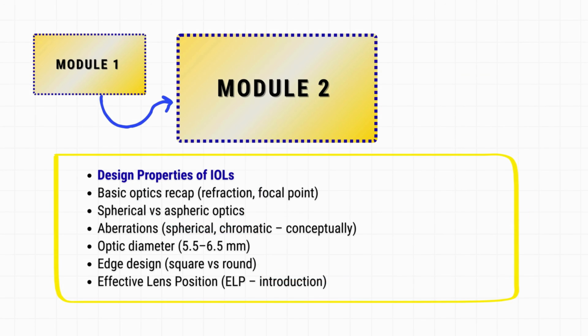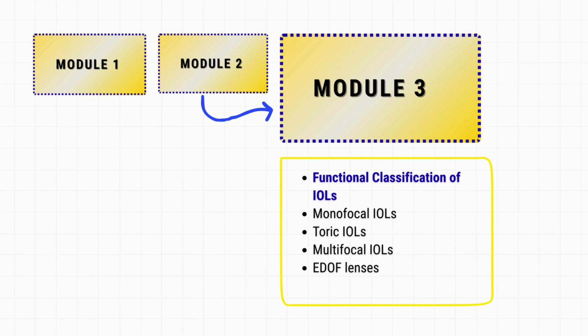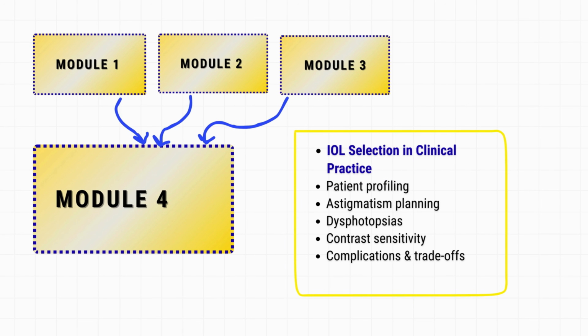Then we will move step by step into the optics: how lenses bend light, how aberrations arise, and how design choices influence real-world vision. From there, we will discuss modern IOL designs like monofocal, multifocal, toric, and extended depth of focus lenses, not as brand names but as optical concepts. Finally, we will connect all of this to clinical decision making: how to choose the right lens for the right patient, and why the same IOL can perform very differently in different eyes.